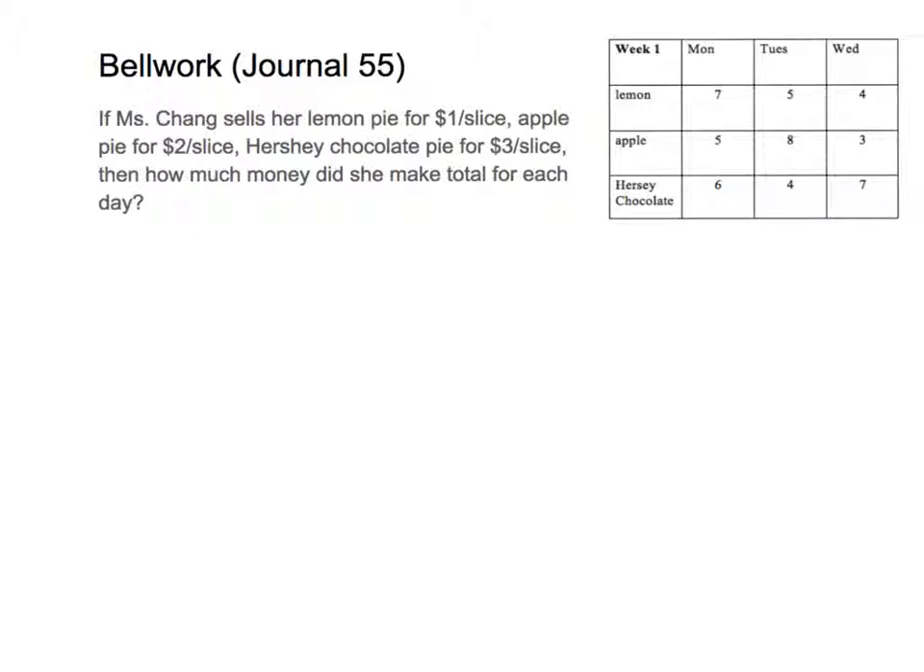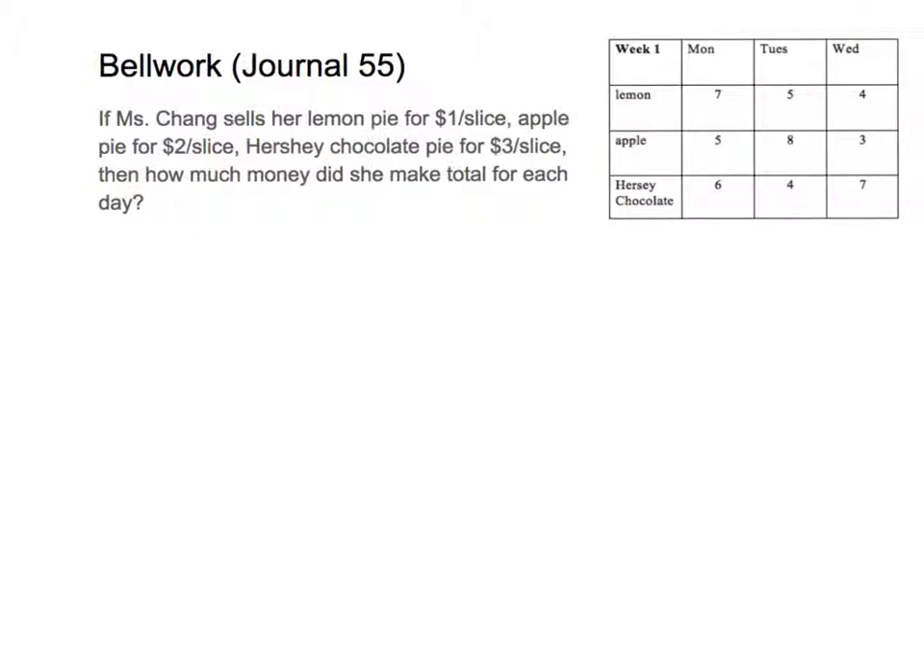And you'll notice the story problem is very similar to the last spell work that we did, and also very similar to the project. So here, I have that chart again, but this one's just about week 1. So these are the quantities that I sold on Monday, Wednesday, and Tuesday for pies, lemon pie, apple pie, and Hershey chocolate pie. And it says here, if Miss Chang sells her lemon pie for $1 a slice, $2 for apple pie, and $3 for Hershey chocolate pie, then how much money did she make total for each day? So it wants to know, how much money did I make on Monday, Tuesday, and Wednesday?